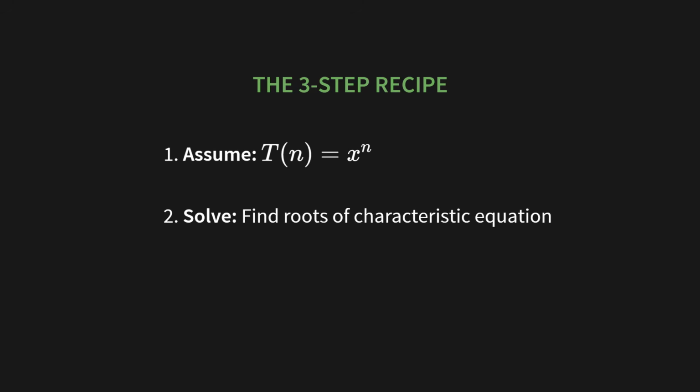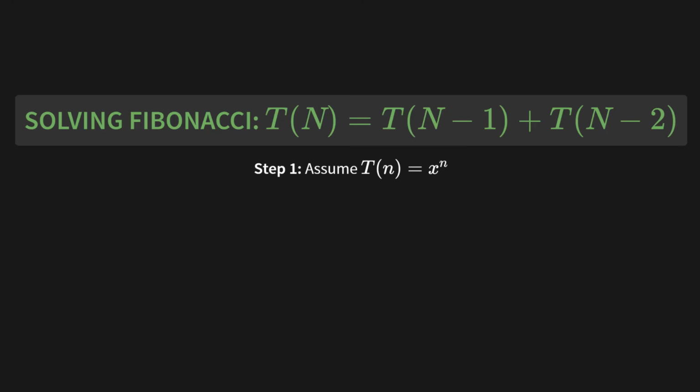Alright, the recipe itself is dead simple. Assume your solution looks like x to the n, solve for x, then pick the biggest one. 3 steps, done. Let's solve Fibonacci step by step. T of n equals T of n minus 1 plus T of n minus 2.